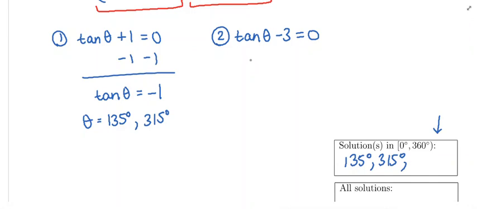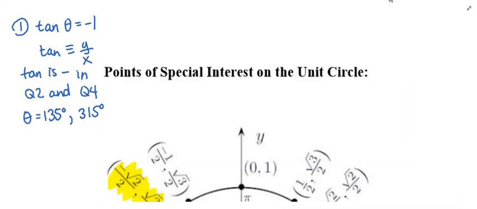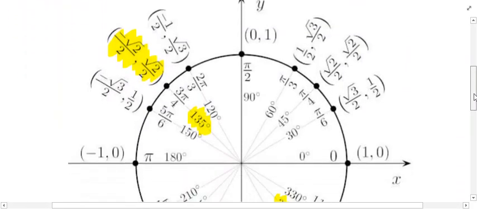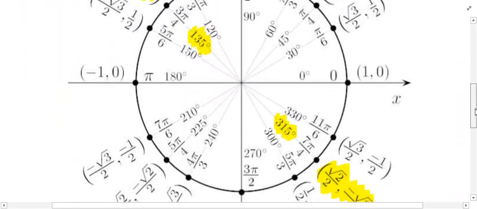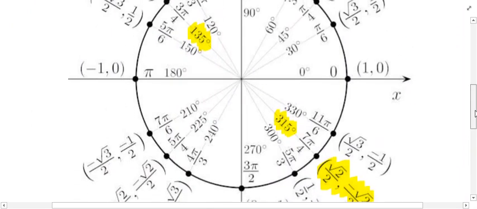Again, this is linear. This tangent theta minus 3 is equal to 0. I just need to isolate the tangent of theta, so I'm going to add 3 to both sides. This is going to tell me that tangent of theta is equal to 3. If I go to the unit circle, I need to find an angle whose tangent is 3, meaning if I take the y value and divide by the x value, I'm going to get 3.